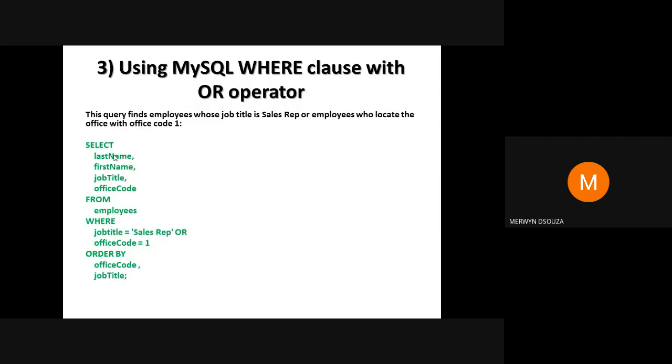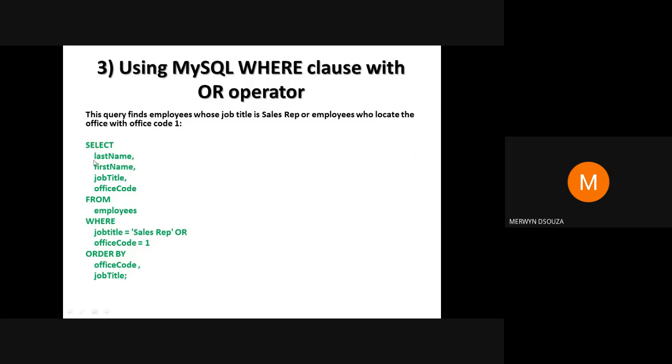Let's look at one more example of the where clause, now with the OR operator. Let's write a query to find all employees whose job title is sales rep or employees who are in the office code equal to 1. So any of these conditions can be true. The job title can be equal to sales rep or the office code has to be 1. Any of these conditions has to be true. So we will write a query something like this.